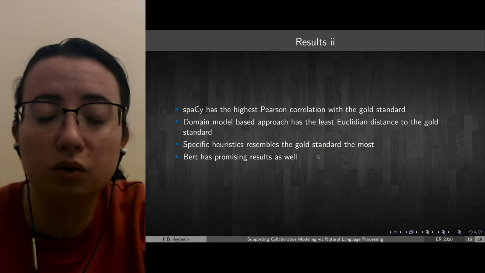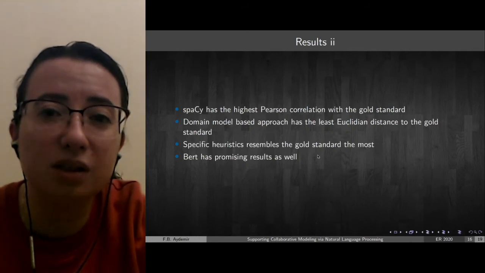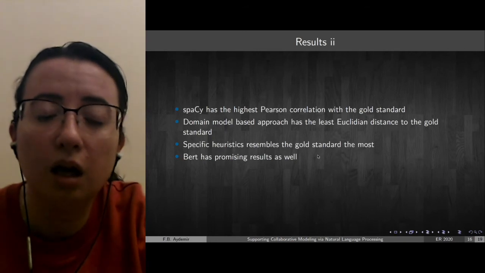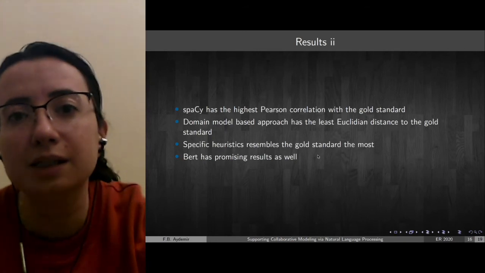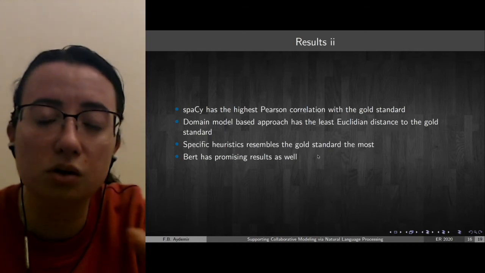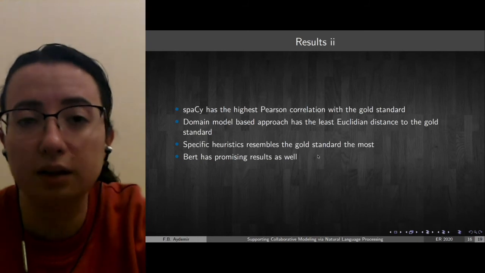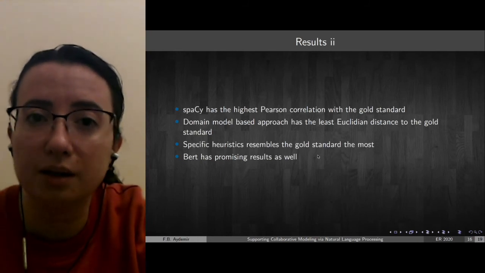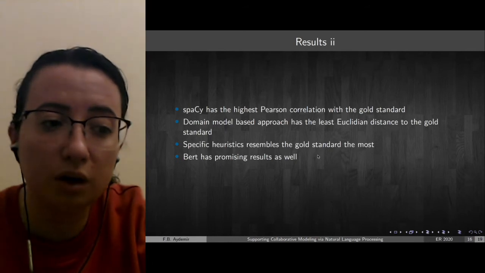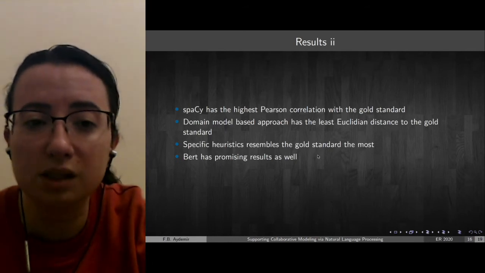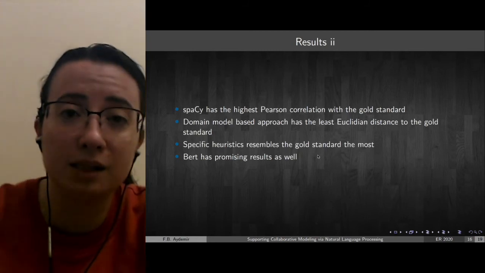But when you do some analysis, we saw that SpaCy has the highest Pearson correlation with the gold standard. On the other hand, the domain model-based solution has the least Euclidean distance. So actually the vectors of the results were the most similar to the gold standard. So it produced similar results to the gold standard. So for different categories, we see that BERT also has some promising results.